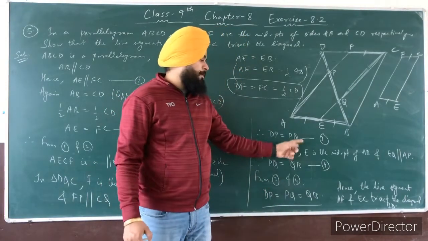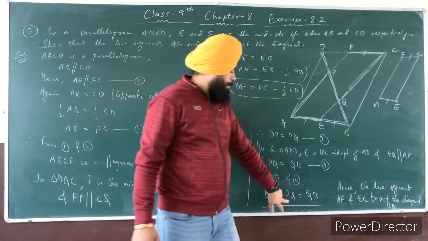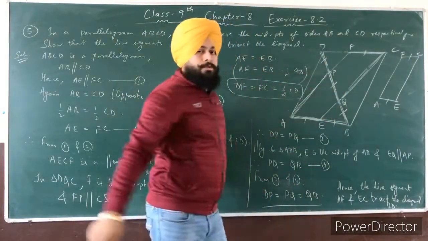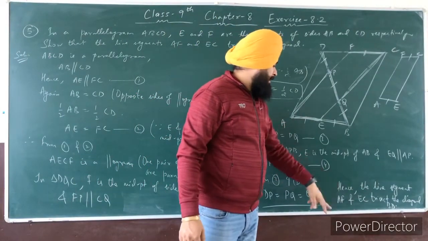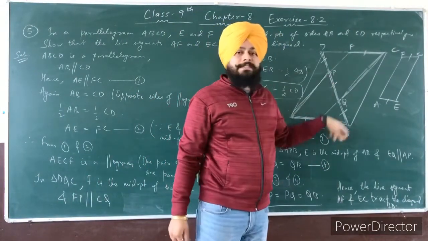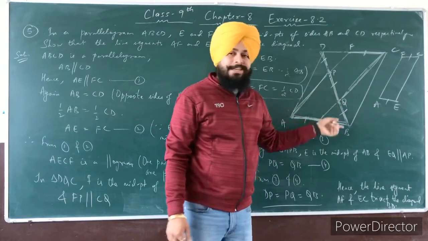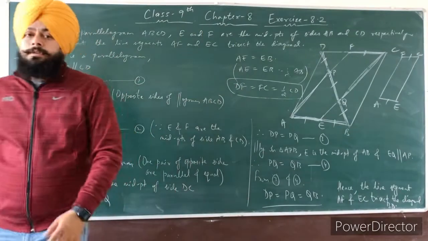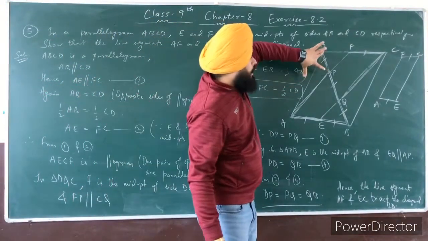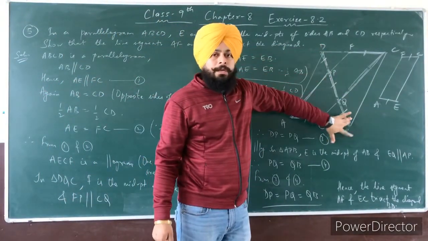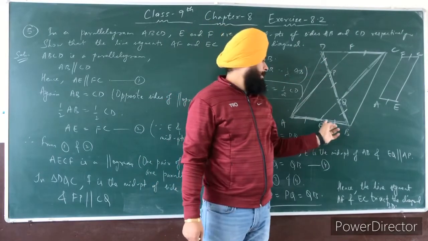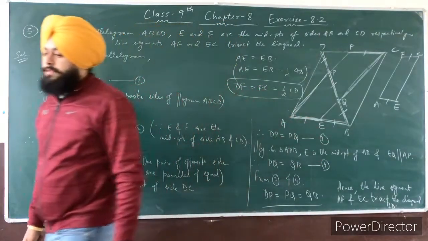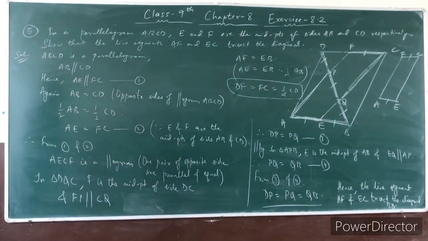When we compare equation number 3 and 4, when DP is equal to PQ is equal to QB, it means all these three are equal. So we can write here the line segment AF and another one EC trisects the diagonal, which one? Diagonal BD. Alright. If these three sides are equal, then you can write line segment AF and EC trisects the diagonal BD. So this is your question number 5.